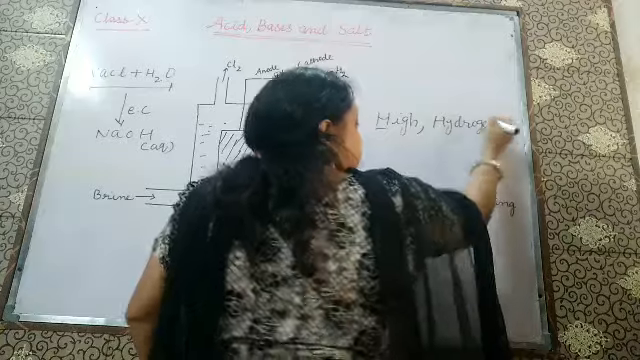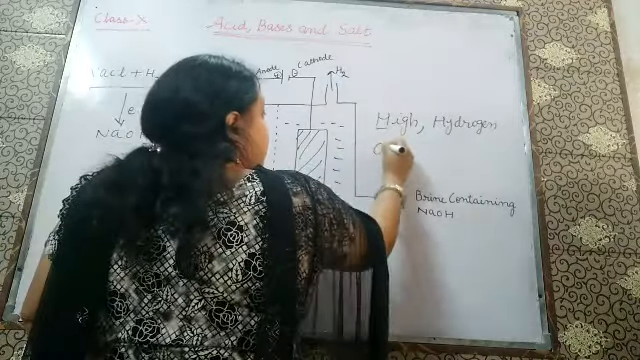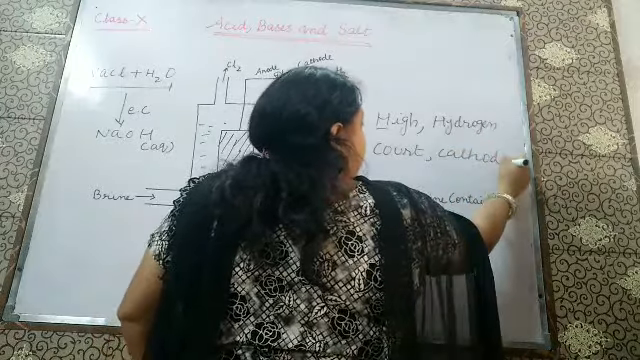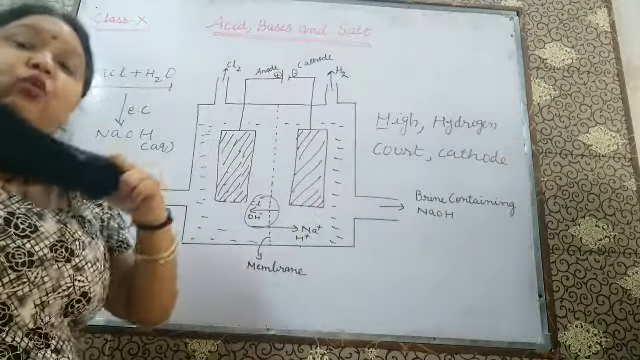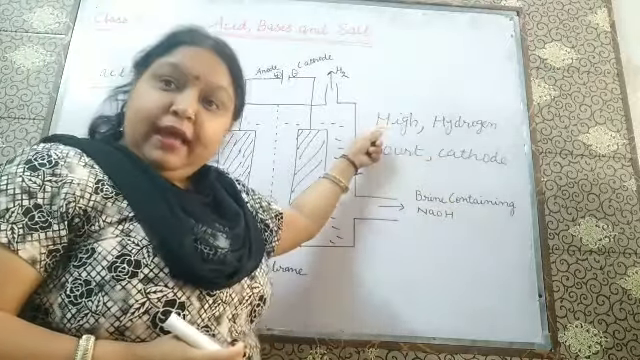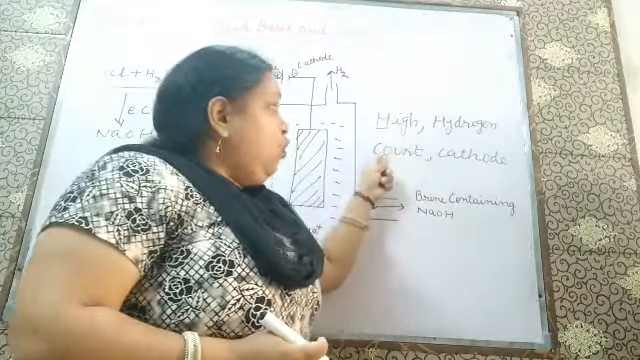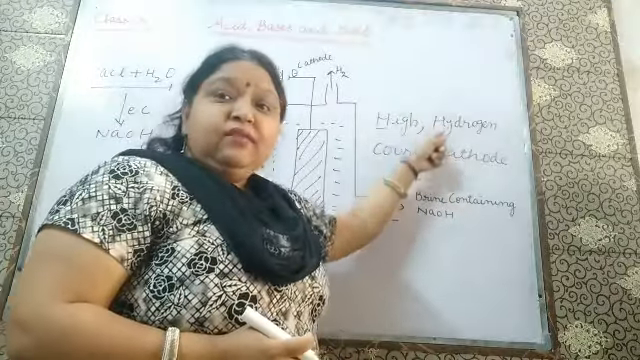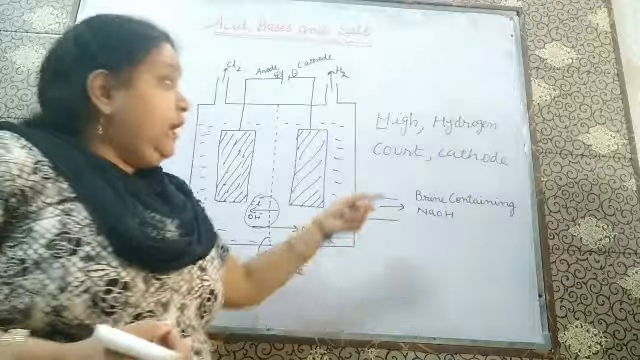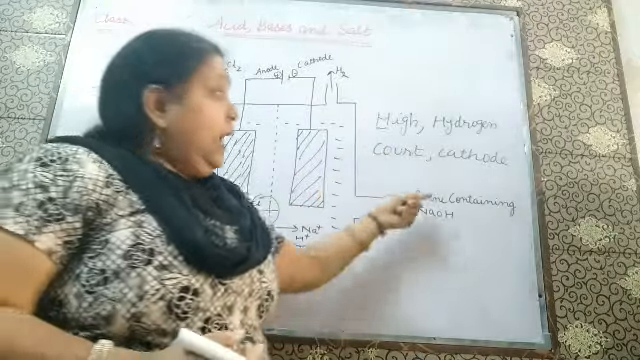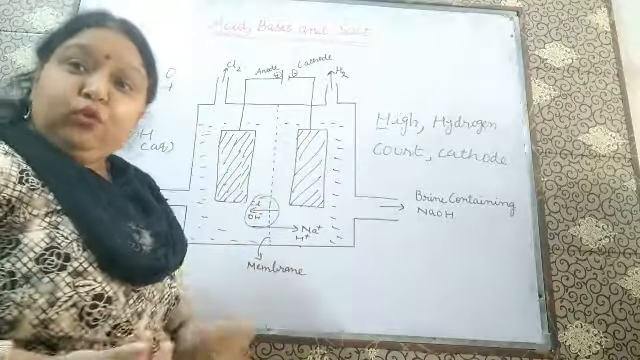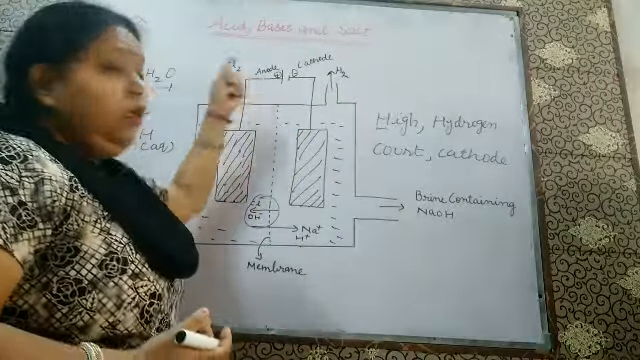Then, C for cathode and C for cathode. In your whole life you will not forget that hydrogen is always collected over the cathode. H for high, H for hydrogen, C for cathode. It is a small cue from my side so that you never get confused. Hydrogen gas is always collected at the cathode, and which one is left? Chlorine gas. Chlorine gas will be collected at the anode.